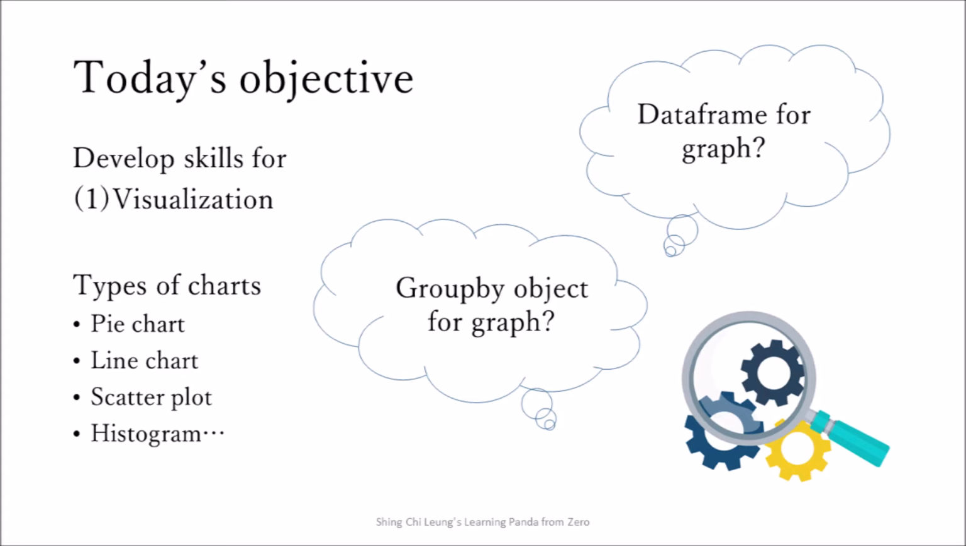Now we will do something more. In this chapter, we will introduce the last important application of Pandas, namely the visualization. We will talk about how to use the column data in a data frame to generate sophisticated plots in a few lines of commands. We will cover a number of charts, such as pie chart, line chart, and so on. We will also talk about how the group by object can be used for making graphs too.